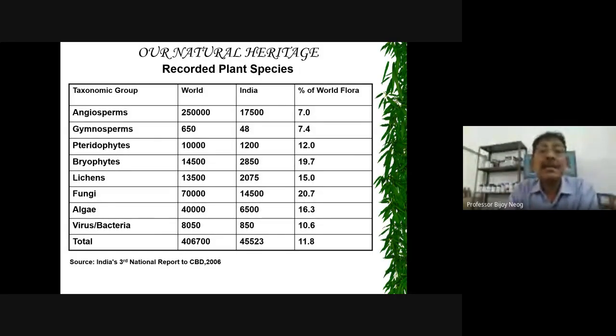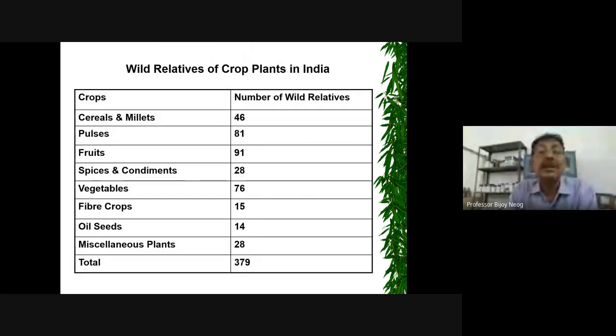These are the recorded plants, and we in India have this kind of vegetation along with the wild relatives of crop plants. These are also a very important source of biogenetic resources. At present maybe we are neglecting them, we are not utilizing these wild relatives, but maybe in the near future they will be of great importance to mankind.